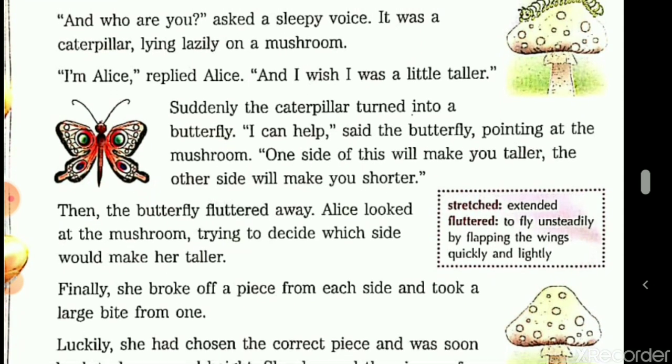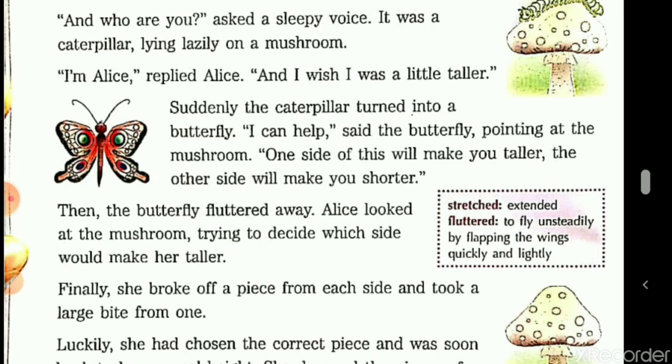Now, children, keep in mind that whenever you start a sentence, you always begin the sentence with a capital letter and end with a full stop.